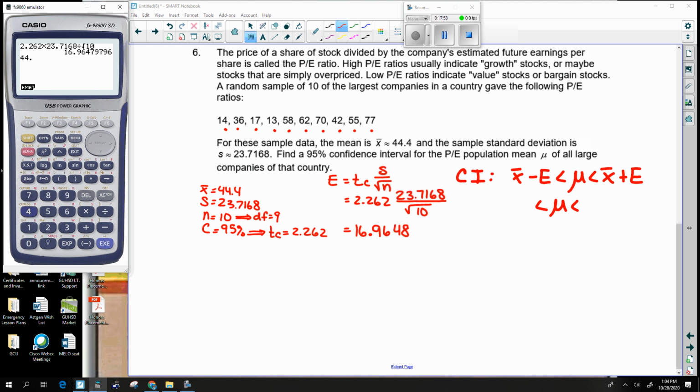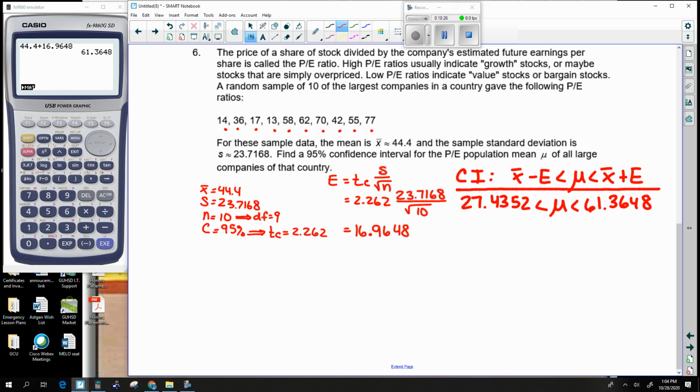Okay, so X bar minus E. And X bar plus E. All right, so that's it for averages. On to the probability problems.